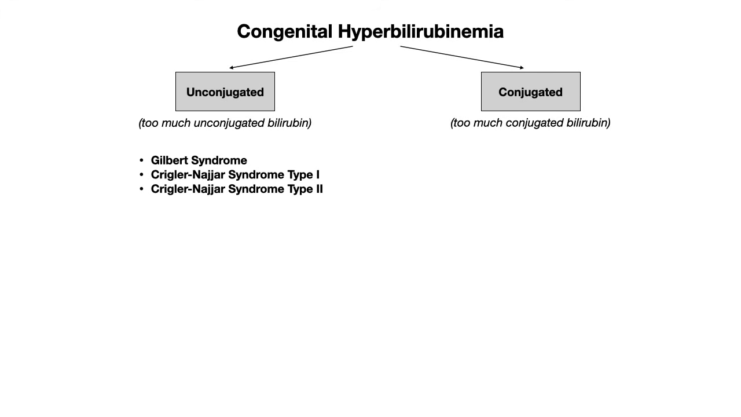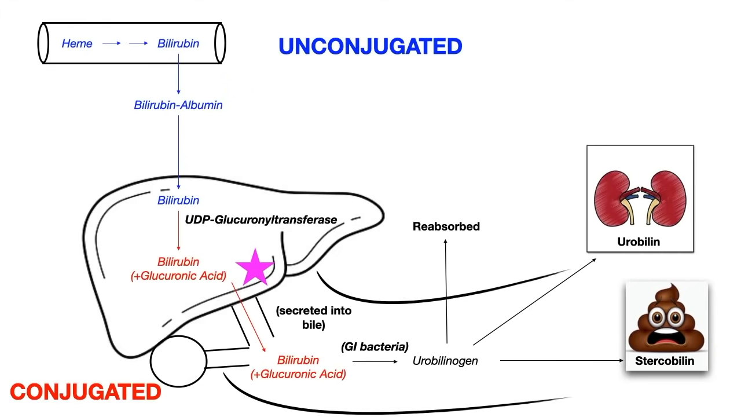So remember that when we talked about the difference between unconjugated and conjugated, this is the slide that we were on. And the problem in conjugated hyperbilirubinemia is where the pink star is located. So it's a problem with getting the conjugated bilirubin basically out of the liver and into the biliary system.